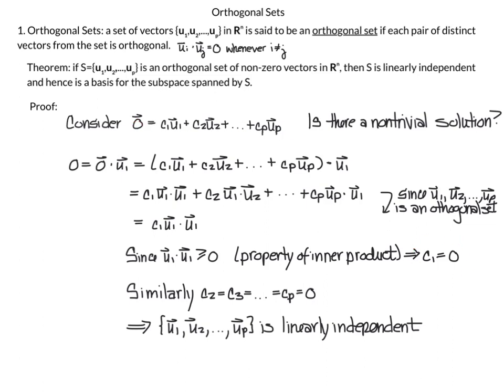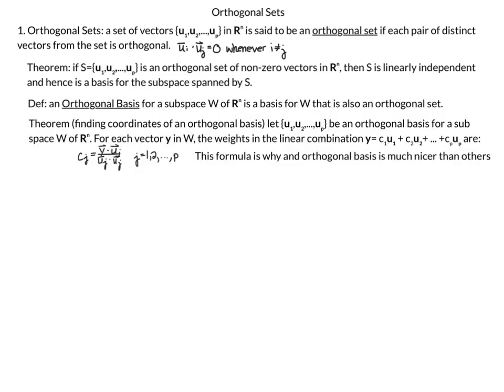Here, to get c1 equal to 0, we dotted our homogeneous equation by u1. If we want to find c2 is equal to 0, we'll dot our homogeneous equation with u2, follow the same sort of logic, and we'll come to the conclusion that c2 is equal to 0. We can do the same for c3, c4, up to cp, and we'll find them all equal to 0, and therefore u1, u2 up to up is linearly independent. And not only is it linearly independent, it'll be a basis for the subspace spanned. On our overview sheet, we just proved this theorem here, that an orthogonal set of non-zero vectors is linearly independent and hence a basis for the subspace spanned by S.